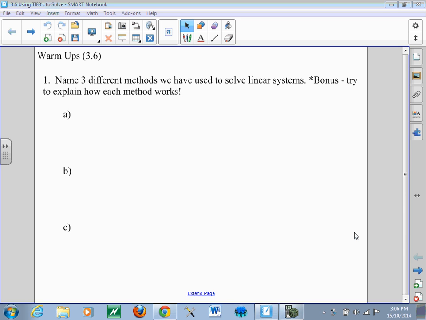Hello class, and welcome to lesson 3.6, using the TI-83s to solve. And ladies and gentlemen, you can find any graphing calculator on the internet to help you solve this, but I'm just going to use a TI-83 because I've got an app that fits on my smartboard.